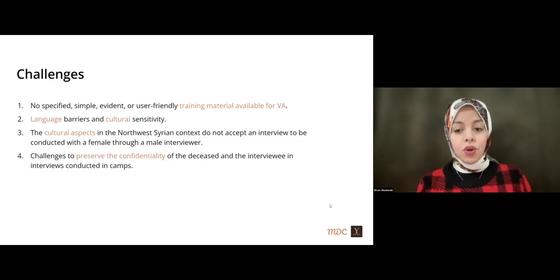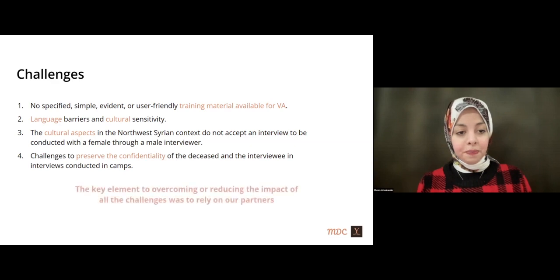And another challenge was to preserve the confidentiality of the deceased and the interviewee. In order to do that, it should be done ideally in a quiet and separate room. However, some of the interviews were scheduled to be done in camps where confidentiality is very hard to attain. So the Syrian team decided that they will do that in a separate tent, just to try to preserve the confidentiality of the interview process whenever possible. Next slide.